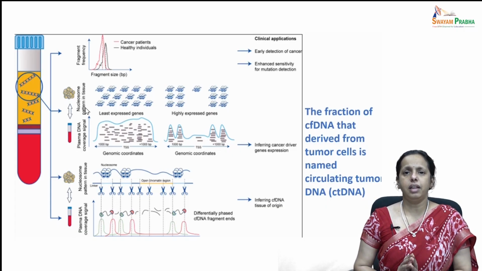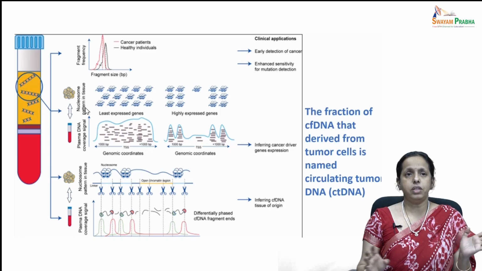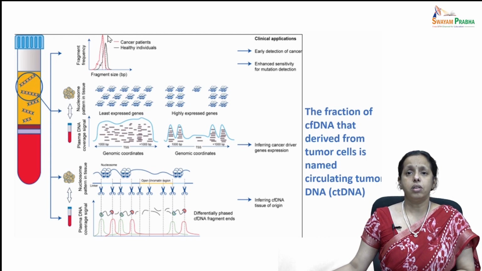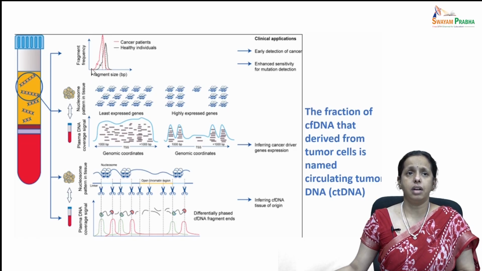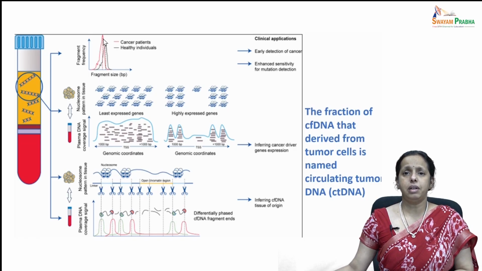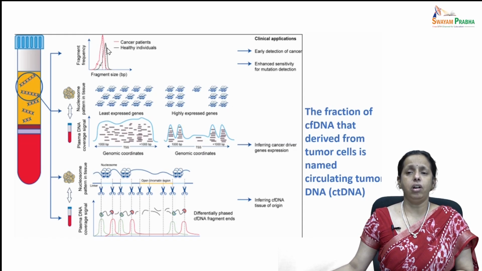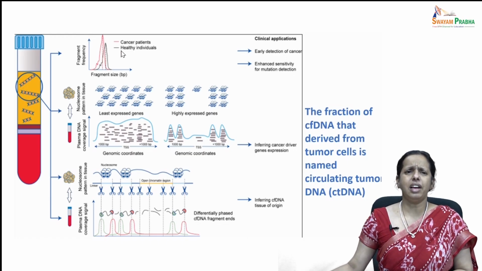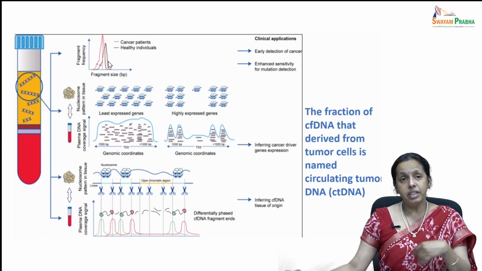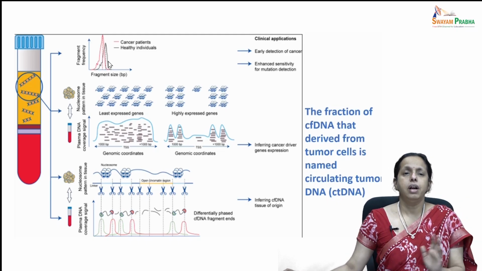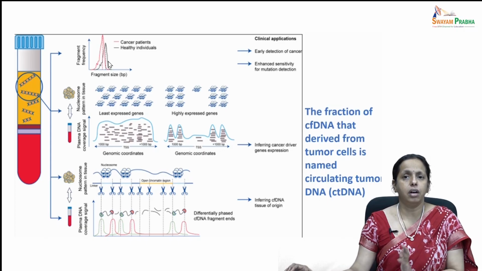Over the course of time, if you look at cancer patients and healthy individuals and see the length distribution, cancer patients show a more fragmented and consequently shorter pattern than healthy individuals. So this is your first tick mark, to leverage to detect cancer without previous knowledge of your genomic alterations.